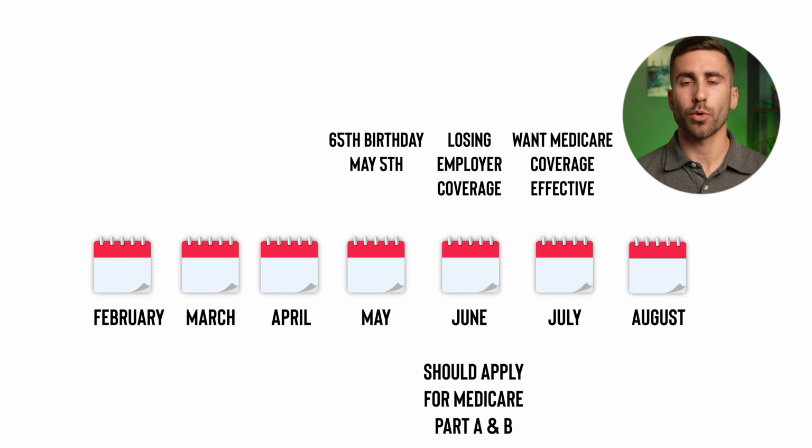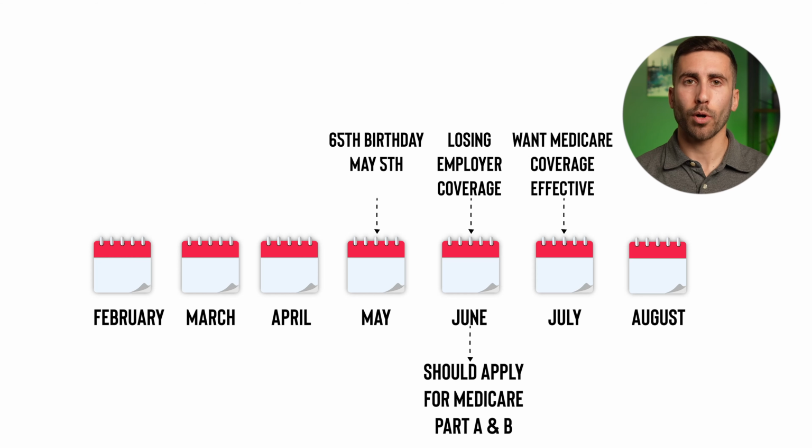Suppose in this case, you are losing employer coverage at the end of June and you need Part B starting July 1st. Now in this scenario, you should apply for Part B in June since you are still in the last 3 months of your IEP. So your coverage will actually begin the first day after the month you apply.